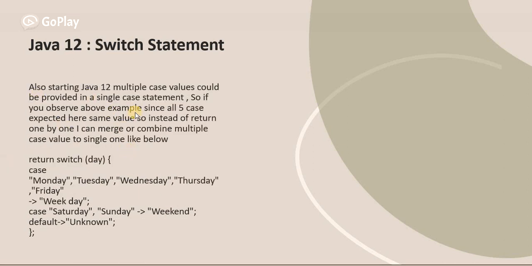And as I initially mentioned, in Java 12 we can also combine multiple case statements into a single one. If there are multiple cases where we need to do a similar thing, we can combine those cases into a single one, as the below example depicts. Like this case, Monday, Tuesday, Wednesday, all these weekdays, we need to return weekday in this case.